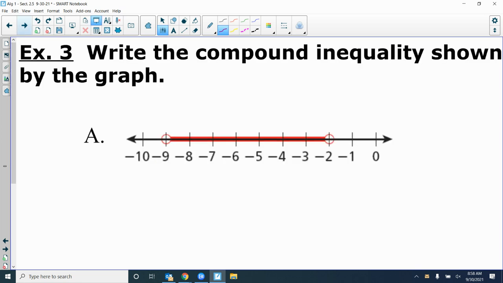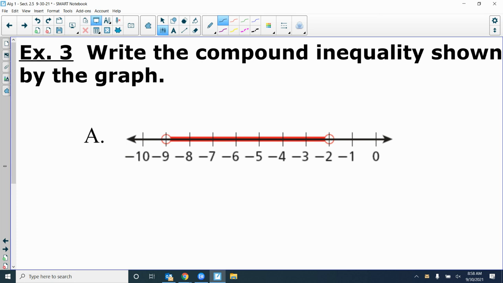Now you might also see something like this. You might be given the graph. Let's see what it says. It says, all right, write the compound inequality shown by the graph. All right, what would I write? You see this graph, you see it's shaded. It's in between negative 9 and 2.